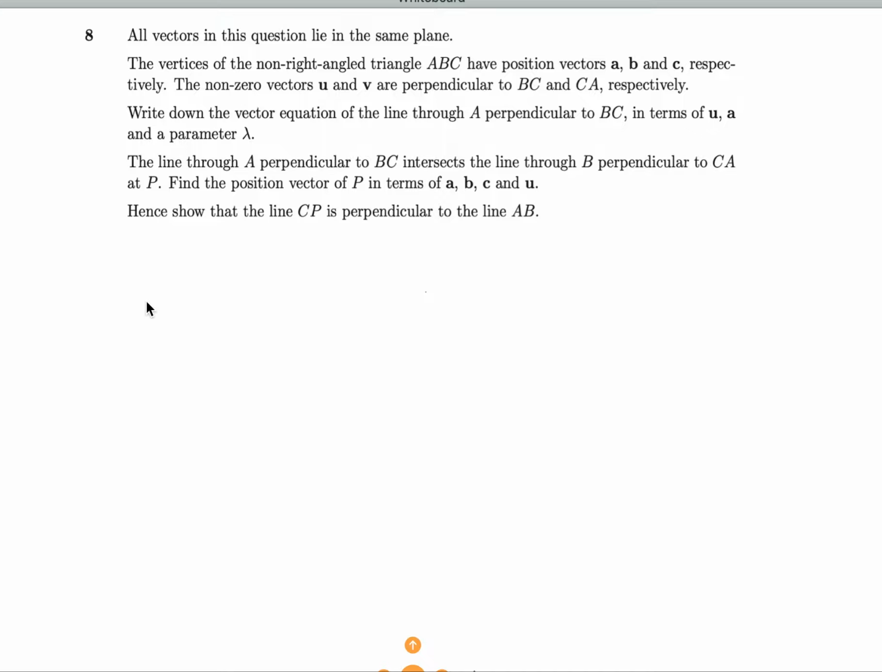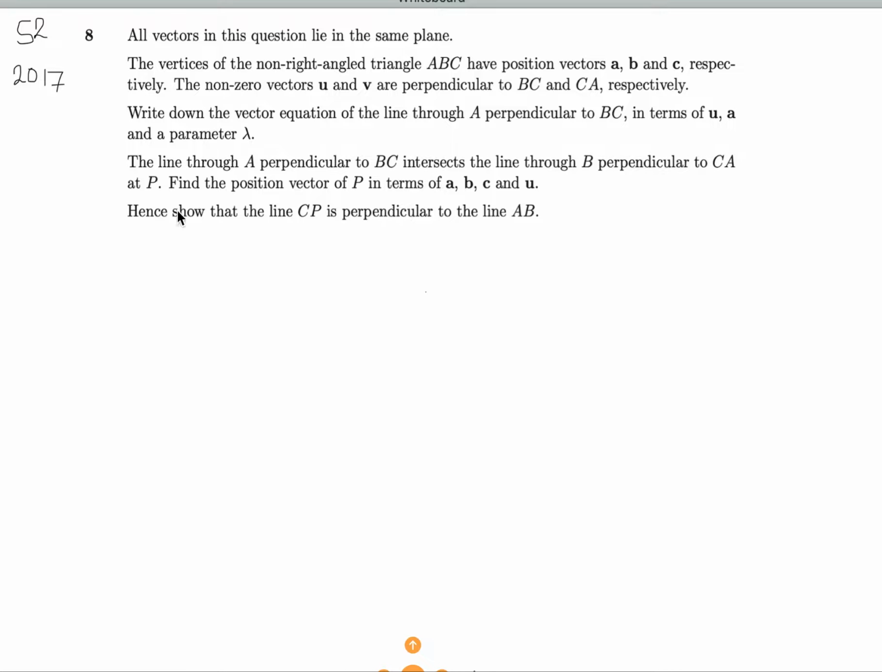I'm going to be looking at this STEP question. Now this is from STEP 2, 2017. The vertices of a non-right-angled triangle have position vectors a, b, and c. The non-zero vectors u and v are perpendicular to BC and CA. Write down the vector equation of the line through A perpendicular to BC.